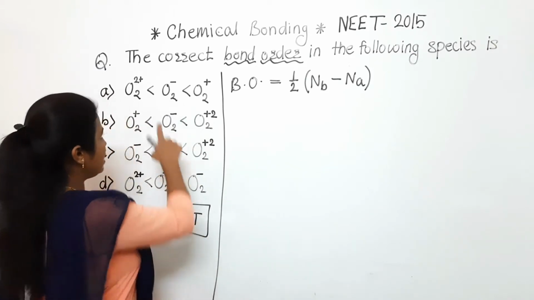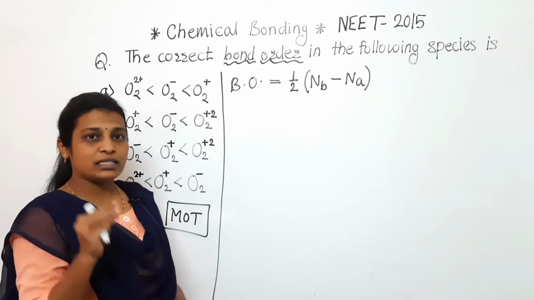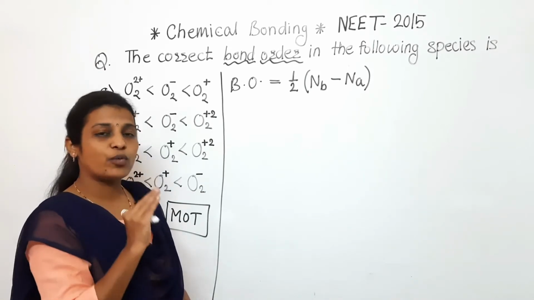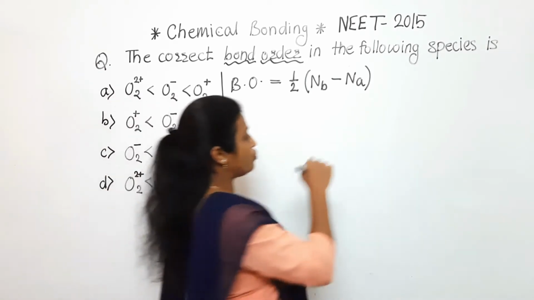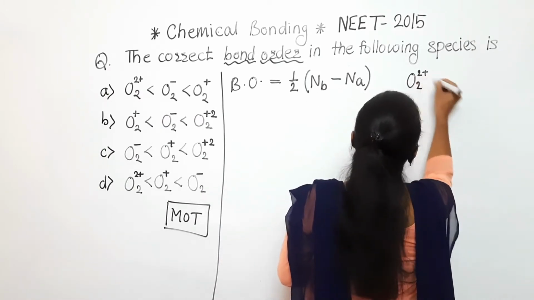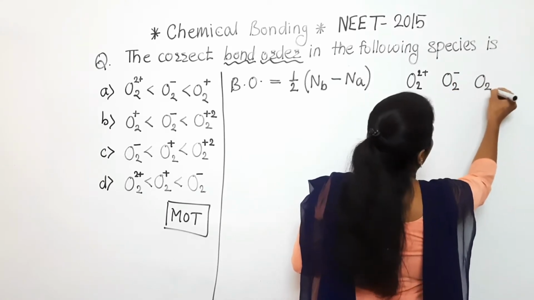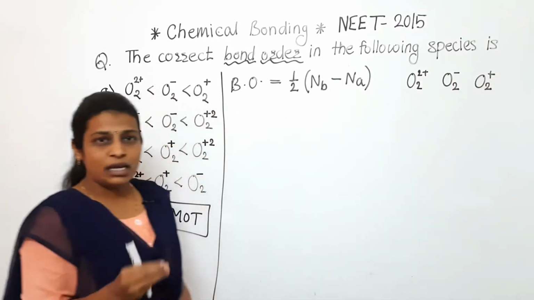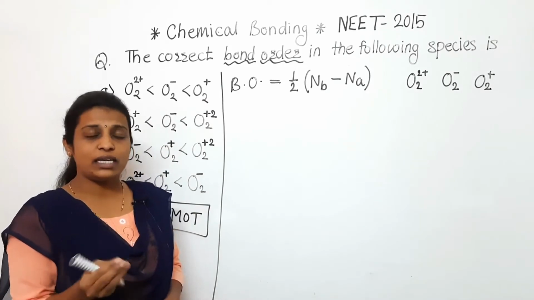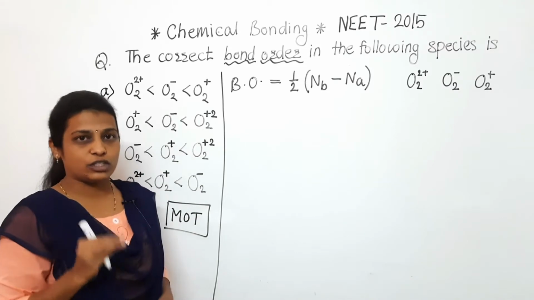That we'll discuss. Now see which ions are given. In each option, ions are common, just the sequence of these ions is changed. So which ions are there, that we will see here. O2 2+, next one is O2 minus, and third one is O2 plus. So for these three ions, firstly we have to calculate the bond order, and after that we will check the sequence for this one. Clear?